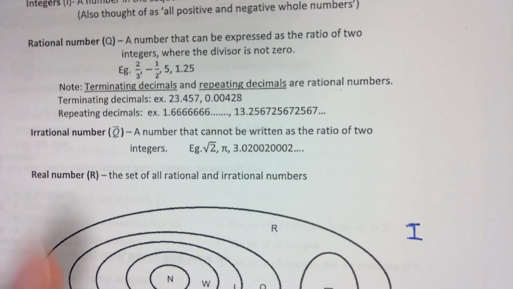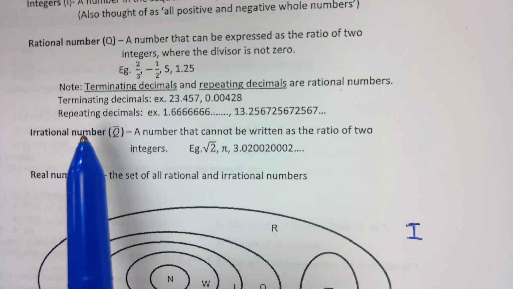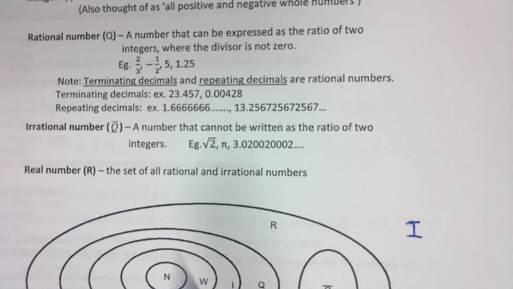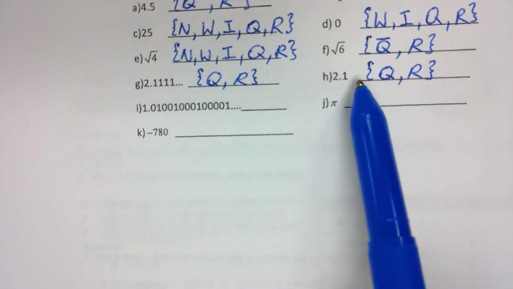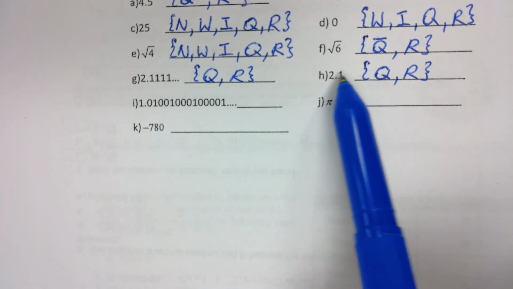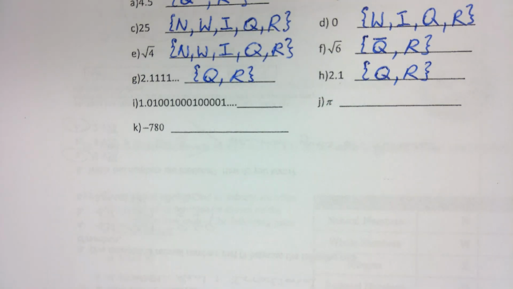Terminating, right? Okay, so these are the type of communication question you might see on the test. So other than just giving the answer, you might have to explain your answer as well. So why is 2.1 rational? Because it's a terminating decimal.